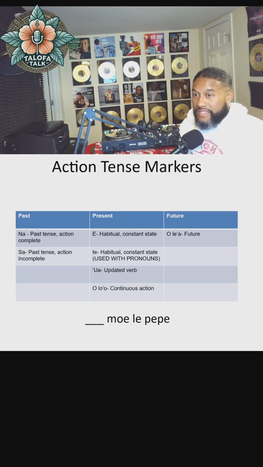Ua is like, for example, the baby was awake a few minutes ago. I leave the room and come back and ask what happened to the baby. Where's the baby? What's the baby doing? And then I say ua moi le pepe. The baby is now asleep. The baby's sleeping.